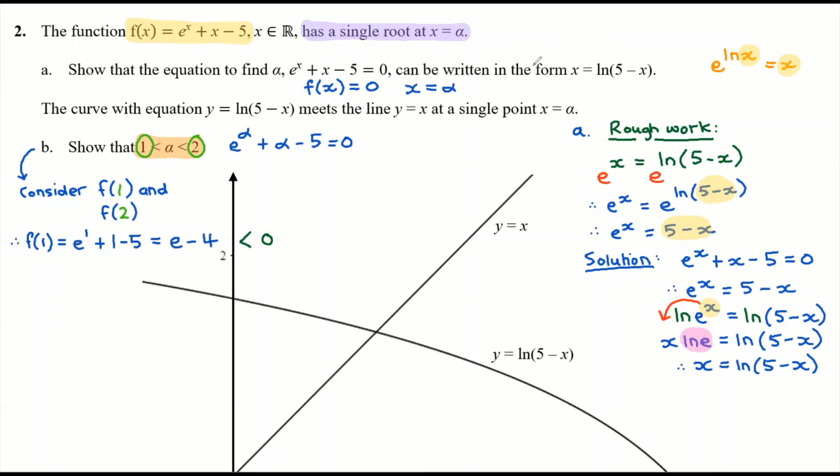So let's have a look at this. f of 2 is going to be e to the power 2, which is just a bit less than 9. So 2.7 squared essentially, plus 2, and then subtract 5, which is going to give us e squared plus 2 subtract 5, so e squared subtract 3.